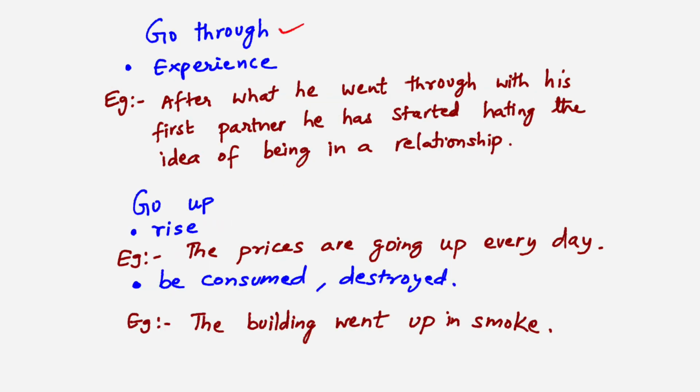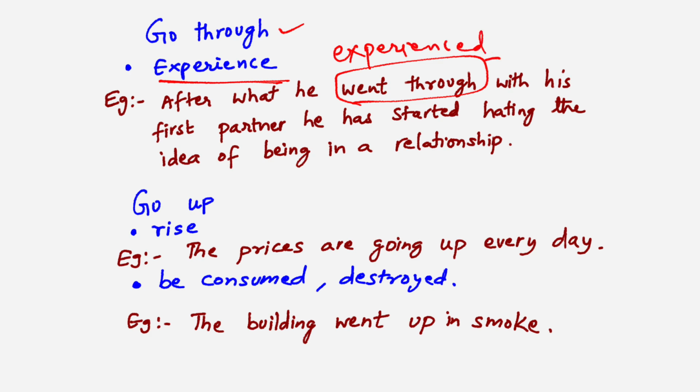Then we have go through. Go through means the experience. Okay, if you go through, it means what you experience. After what he has went through. Okay, so the past tense of go is went through. So after what he went through, so what he experienced. Instead of experience, the sentence used went through.